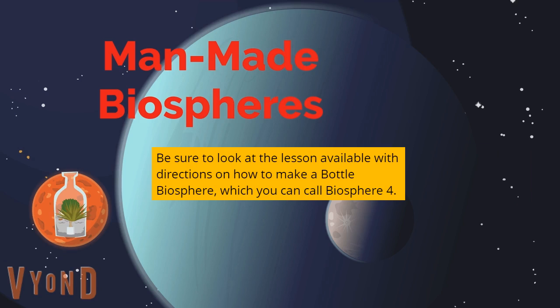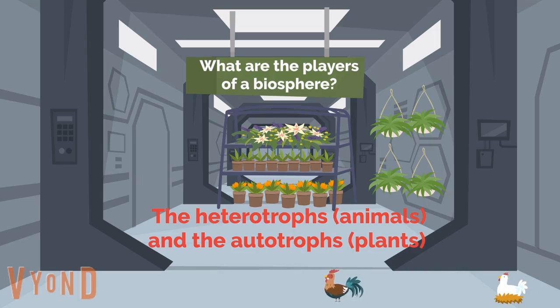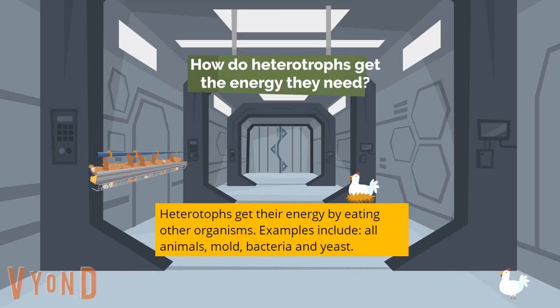There is a lesson available with directions on how to make a bottle biosphere, which you can call Biosphere 4. The players of the living part of the biosphere are heterotrophs and autotrophs. Heterotrophs get their energy by eating other organisms. For example, all animals, mold, bacteria, and yeast.